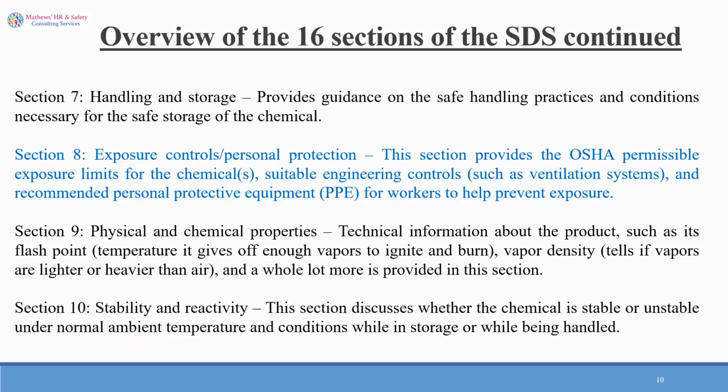Section 9 is going to be the physical and chemical properties, including if it's giving off enough vapors to ignite and burn, the vapor density, if they're lighter or heavier than air, and a whole lot more information. Section 10 is going to be stability and reactivity. It's going to discuss whether the chemical is stable or unstable under normal ambient temperatures and conditions while in storage. So again, this is another section that our central supply or our maintenance teams, even our distributors, need to really pay attention to.